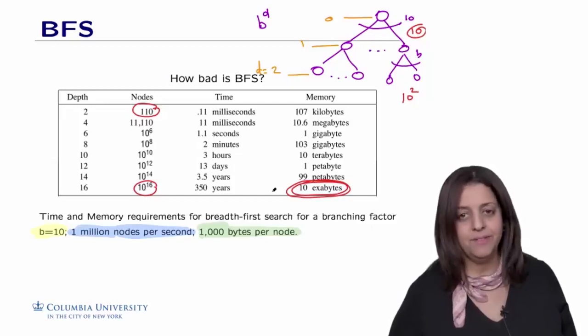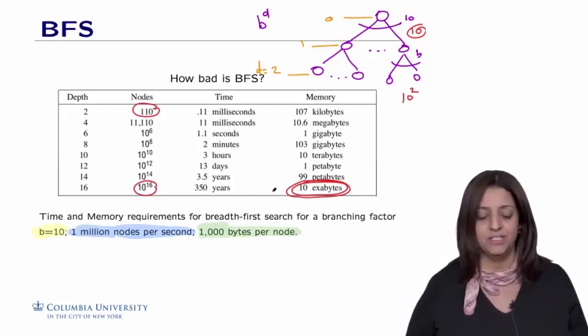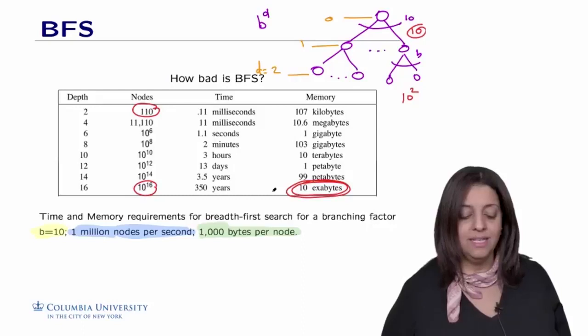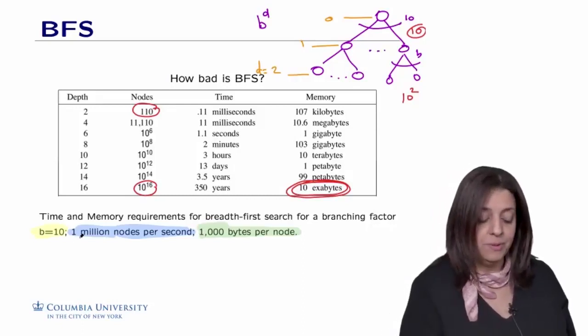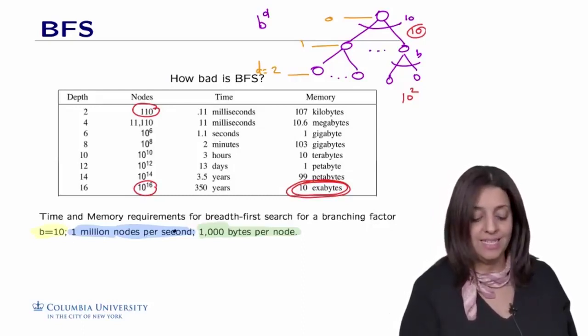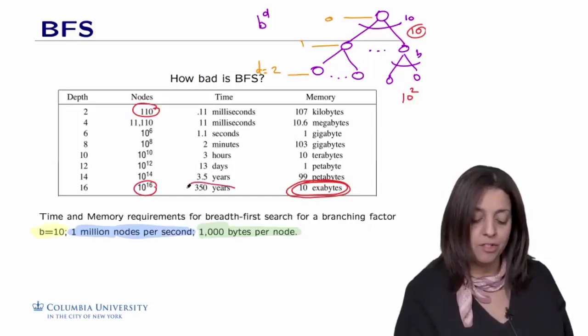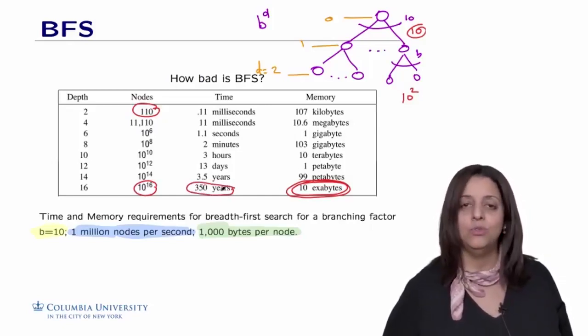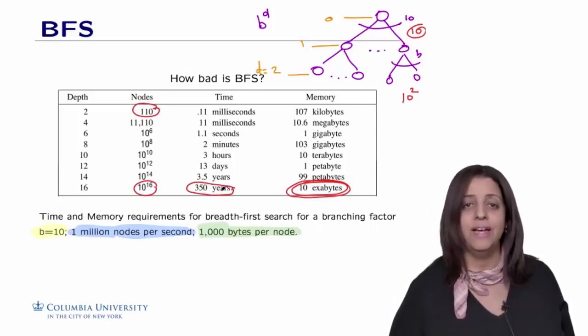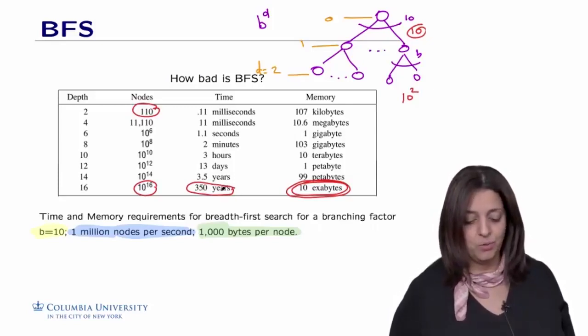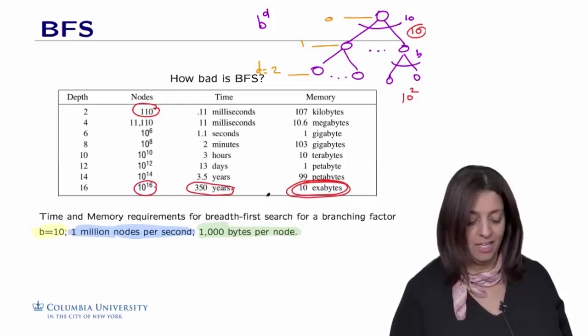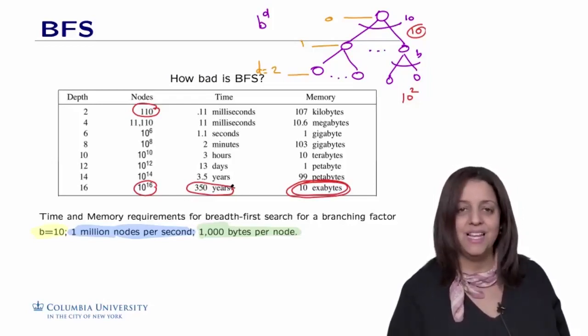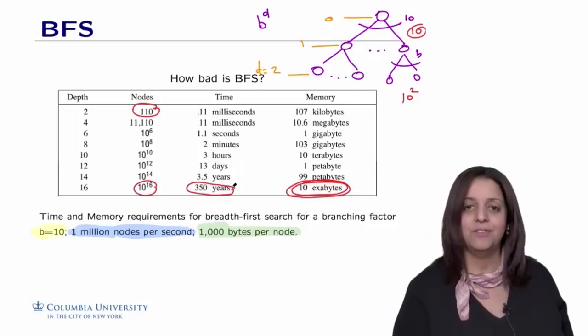How about the time? Maybe the time is better? No, it's also exponential. So time is also B to the D. And if we assume that 1 million nodes are processed per second, we're going to end up with a time of 350 years to do a full breadth-first search and reach a depth of 16. This is huge. Nobody has such a machine, and nobody has 350 years to wait until BFS gives an answer, assuming it has to reach the depth of 16.